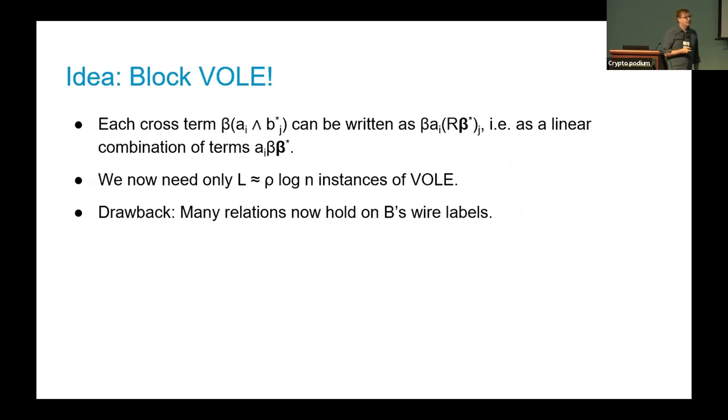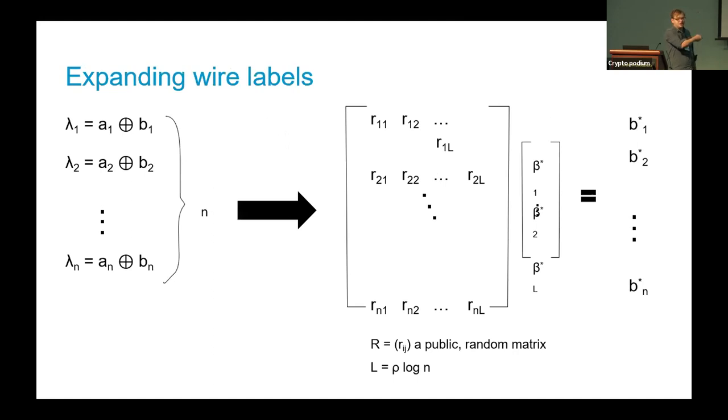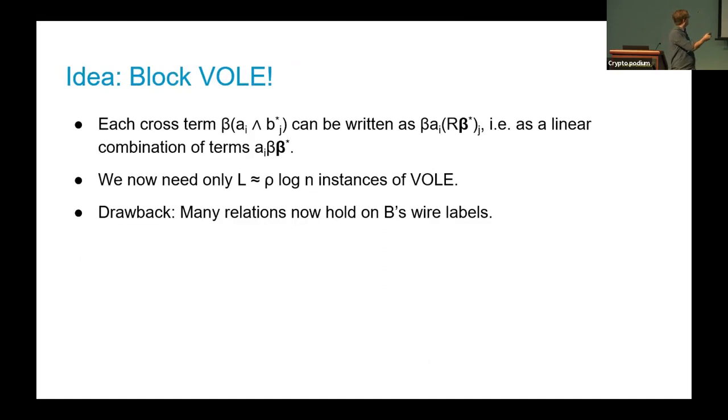Why do we do this? Well, every AI and BJ star term, so the BJ is some matrix times beta, so it's just a linear combination of terms, beta star. So we have a linear combination of AI beta star terms to get you each cross term we need. And since we only have L of them, which is a relatively small number, we only need a handful of instances of vol now instead of N instances of vol. However, we just sort of cheated really badly because we used to have N separate bits of randomness guarding B's input, and now we just have log N. So how do we get away with that?